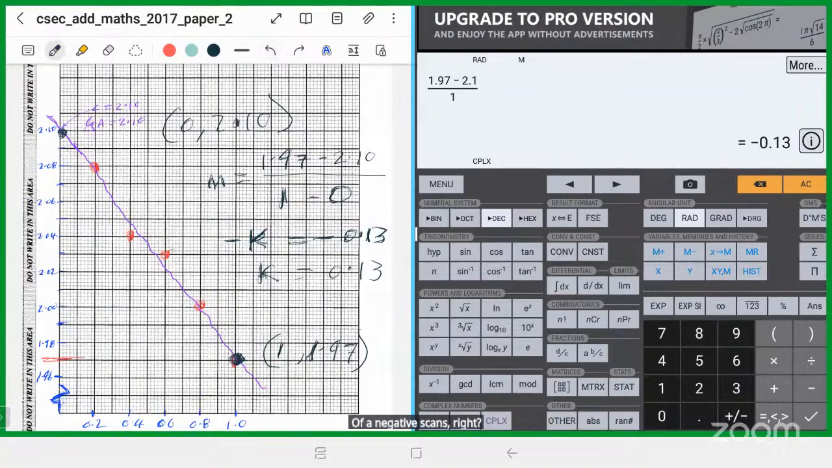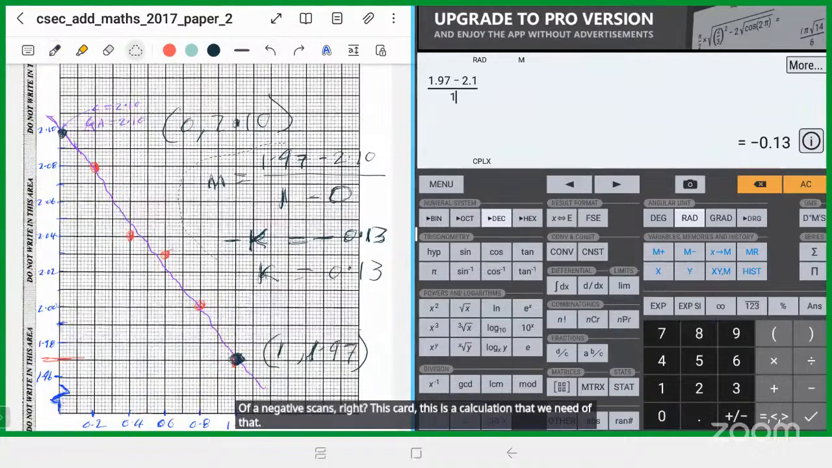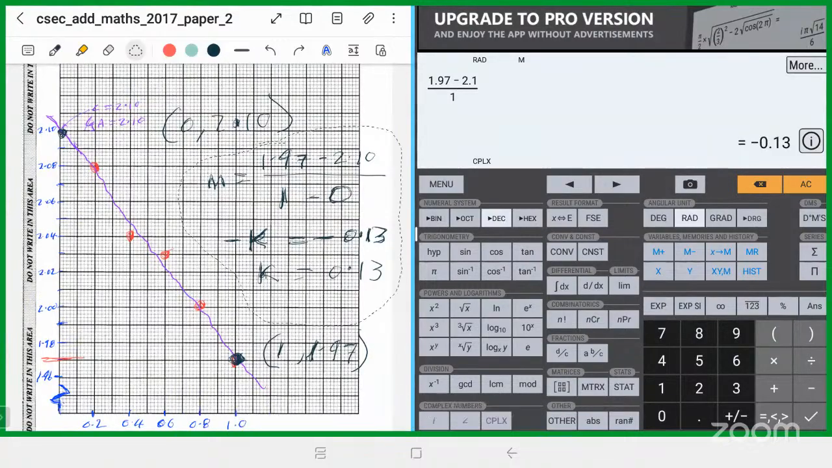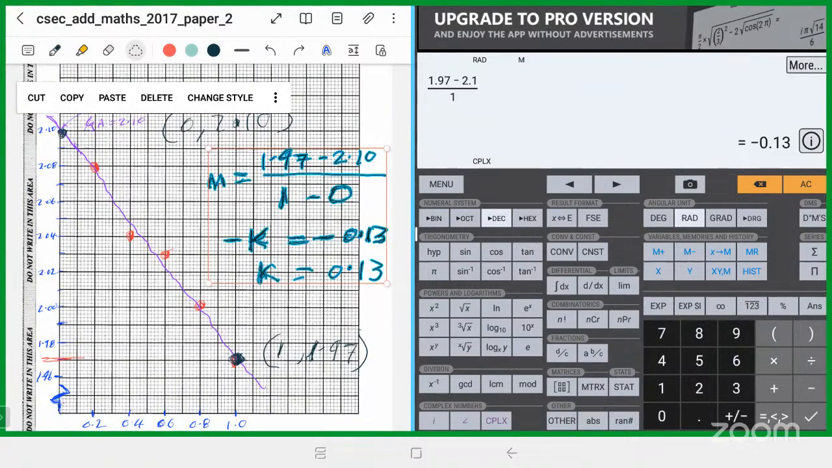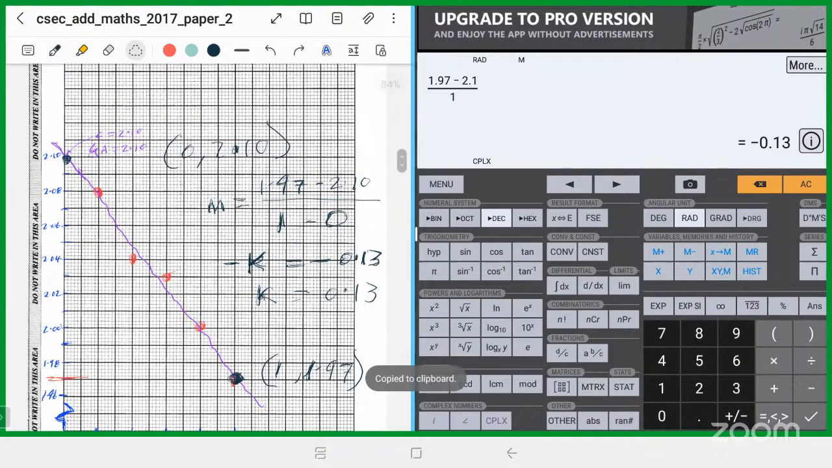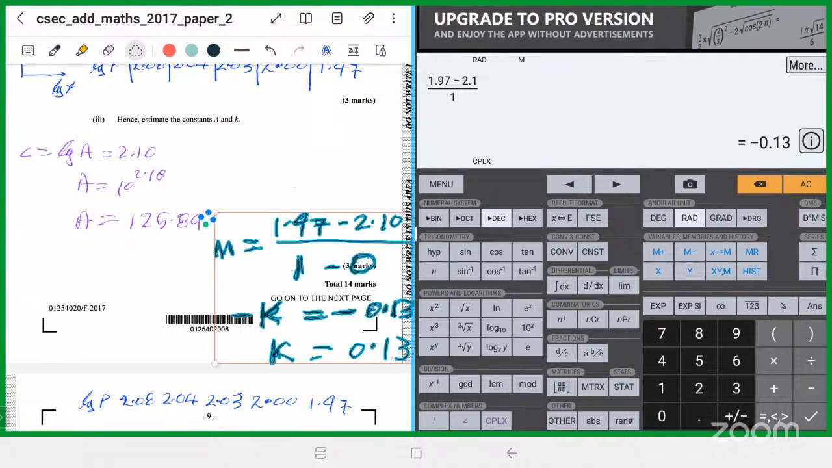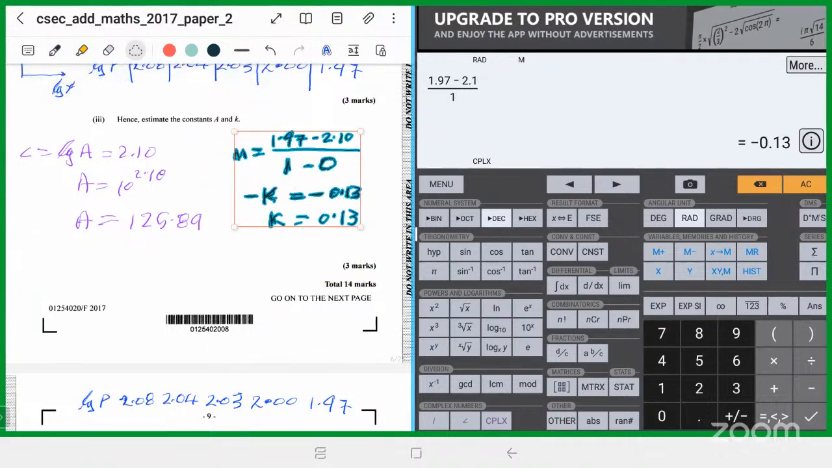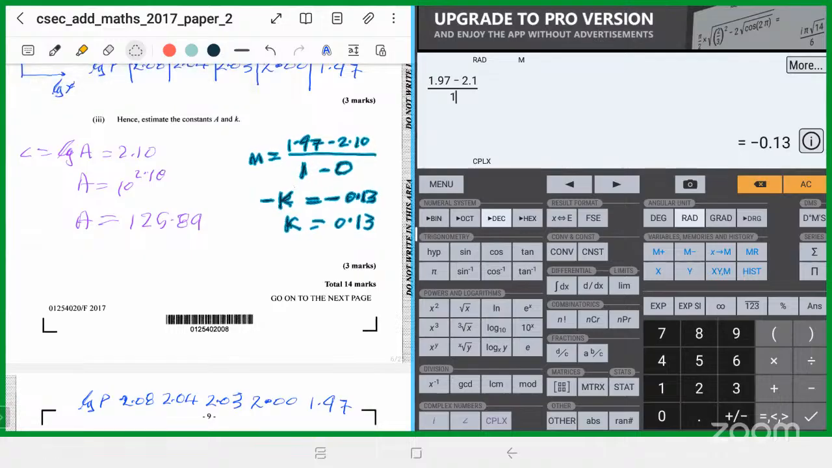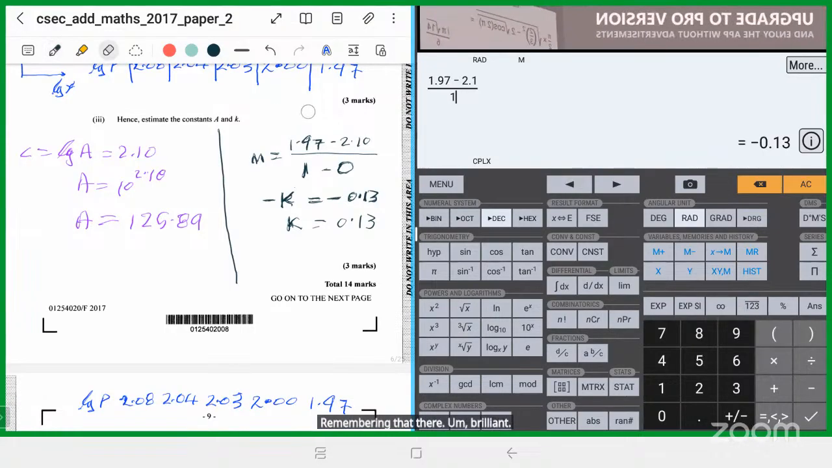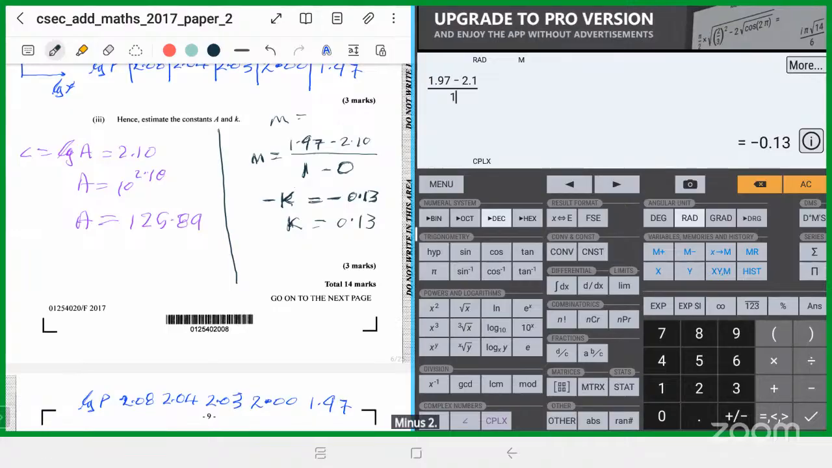Basically, this is the calculation that we need up top, the calculation that we need up here for the k. So let's make it smaller and put it over here. And that is the calculation for the k. Remembering that the gradient was minus k. Gradient was equal to negative k.